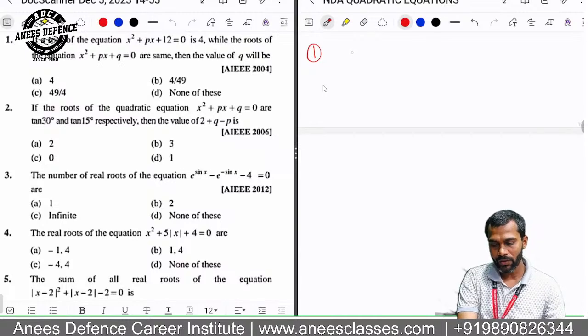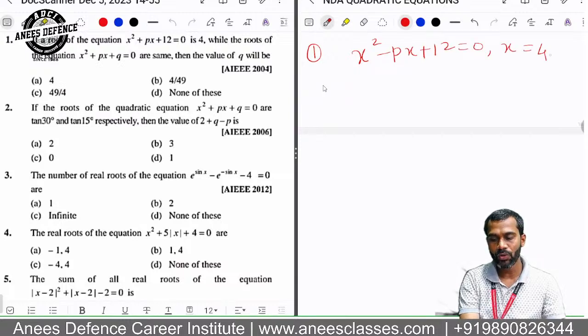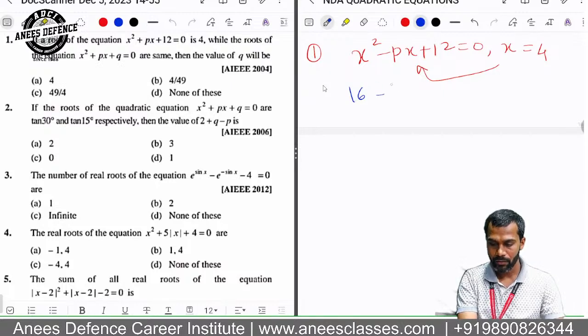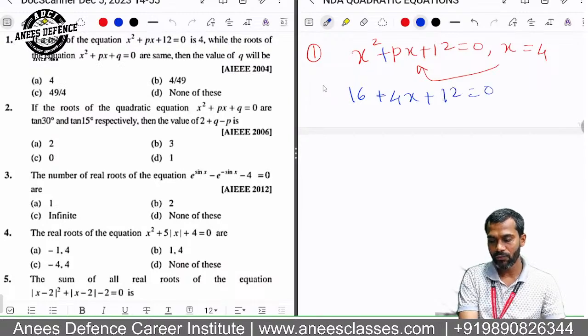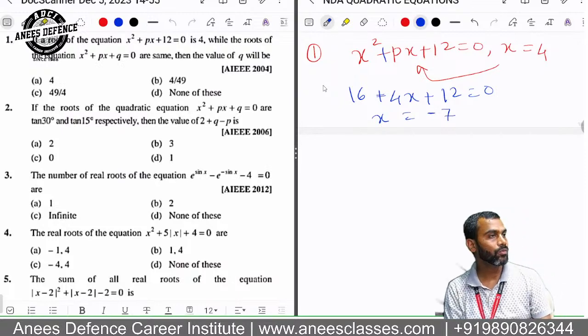See. So put x is equal to 4, first equation is x square plus px plus 12 is equal to 0, and x is equal to 4 is the root. So it should satisfy the equation. So it becomes 16 plus 4p plus 12 is equal to 0. So from here, p is equal to minus 7. Yes or no?